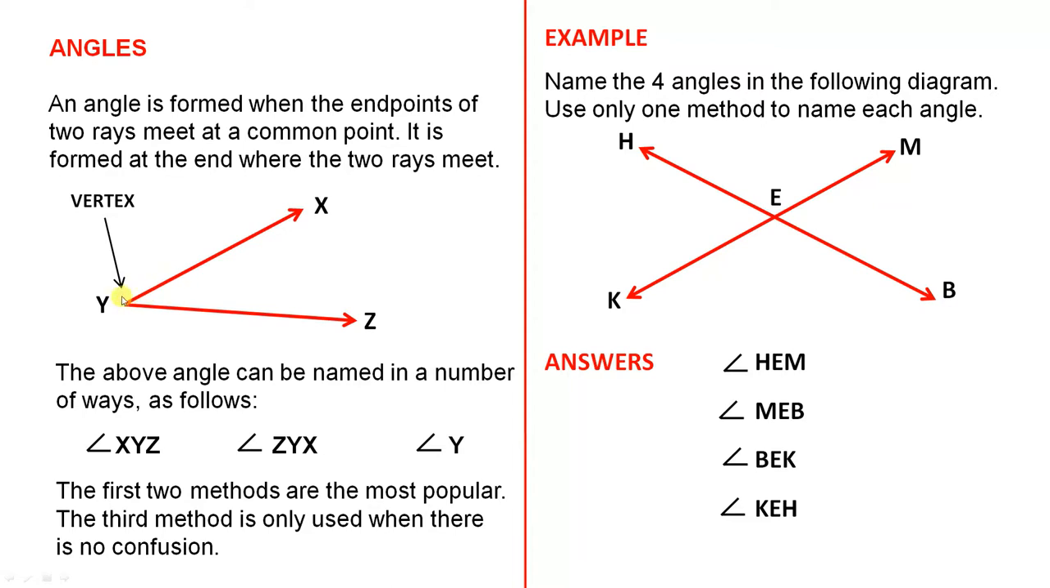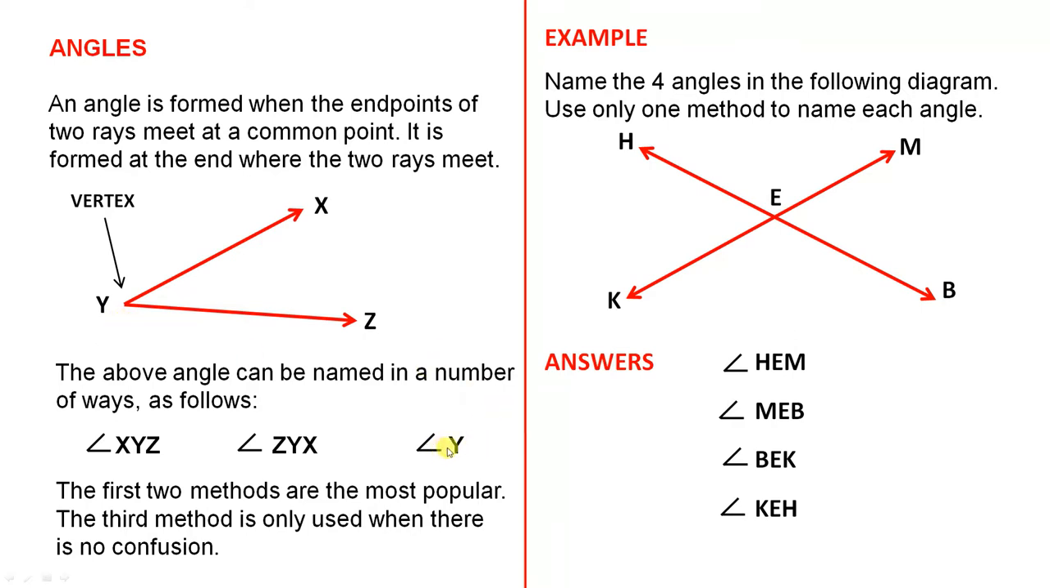And that's called the vertex. So that point that's there, that is called the vertex. The above angle can be named in a number of ways as follows. We can call it angle XYZ. This little symbol here, that means angle. When you see that, just say the word angle. Angle XYZ, angle ZYX, or angle Y. Notice the Y is in the middle because that's where the angle is.